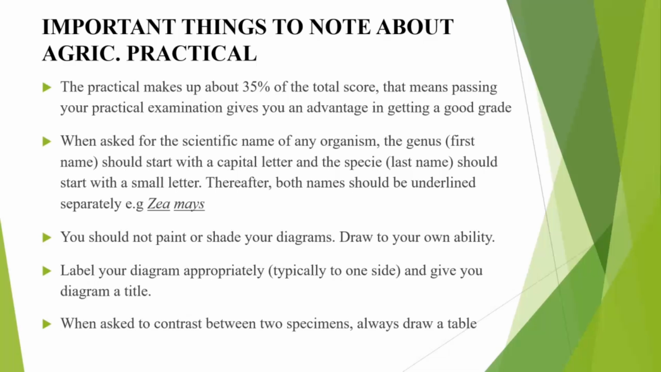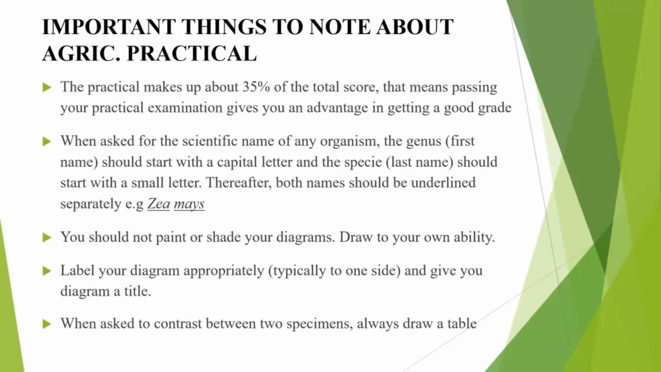Secondly, when you are asked for the scientific name of any organism, always ensure that the first name, which is called the genus, starts with a capital letter, and then the second name, which is the specific name or got from the species, starts with a small letter, and thereafter you underline both of them separately. For example, we have Zea mays here. The Z starts with a capital letter Z, and the m starts with a small letter m, and then both of them are underlined separately.